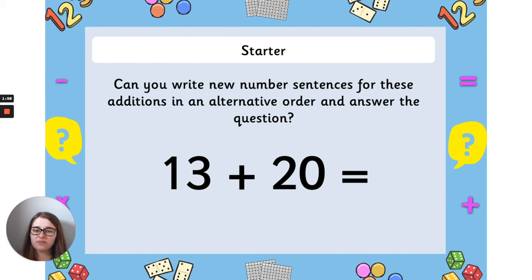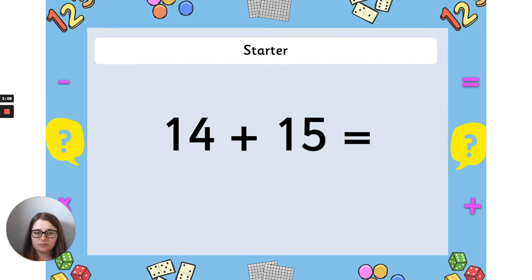What about this one? This time you're going to have to work out the answer yourself. So 13 add 20, what does that equal? And then if you swap the numbers around, do you still get the same answer? And the same for this. 14 add 15, what do those two numbers equal? If you swap those numbers around, do you still get the same answer? Pause the video.